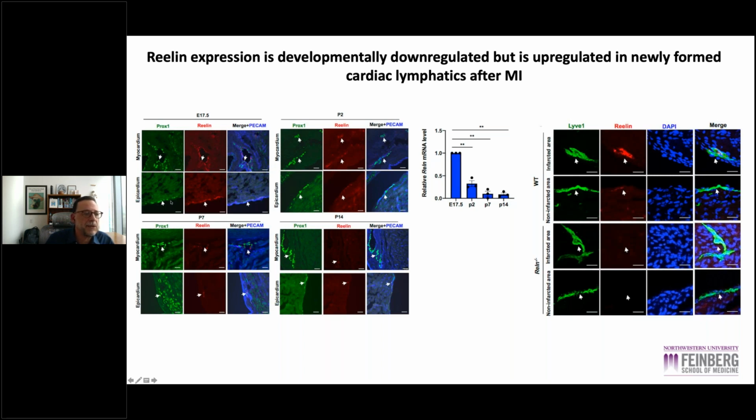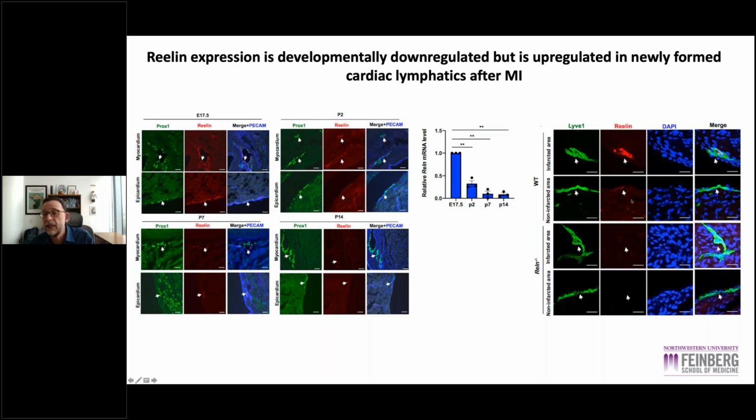You can see here together with PROX1 in the heart. It started to get decreased a little bit in the lymphatics around P2, but you still can see it. Same is true at P7, decreases even more, but you still can detect it, but it's absolutely gone by P14. And this matches quite well the capacity of regeneration of the neonatal heart, and that was quite suggestive.